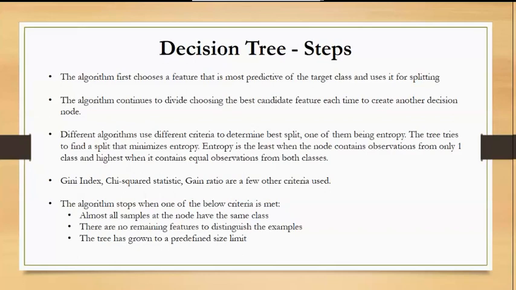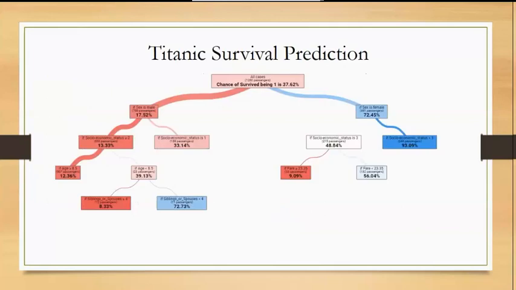There are a few other criteria as well to determine the best split, which other implementations used, some of which are Gini index, chi-square statistic, gain ratio, etc. The algorithm stops when one of these criteria is met. First, almost all samples at the node have the same class. So we see here, right, it's stopped at 93%, while the tree continues to grow from other nodes.